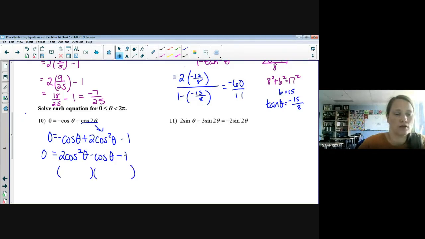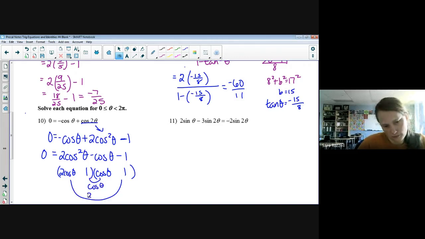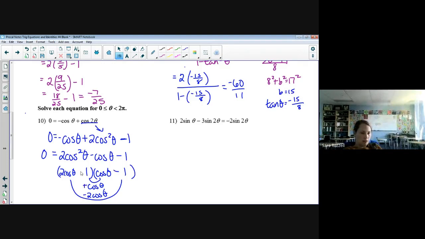I just wrote it in standard form. What multiplies to 1? 1 and 1. To get 2 cosine squared is 2 cosine and cosine. I need to get a negative cosine in the middle. So this 2 needs to be negative and that one needs to be positive. So a negative and a plus.